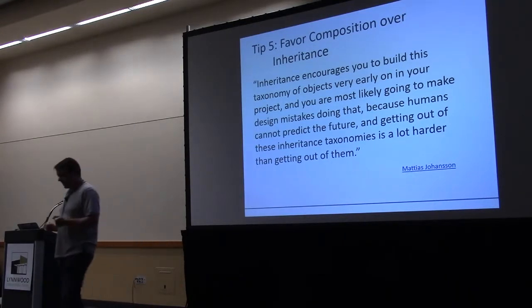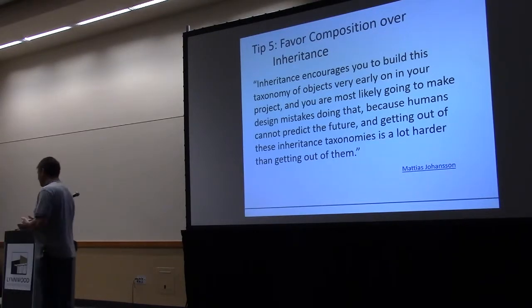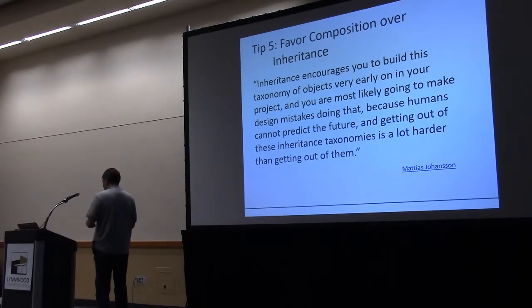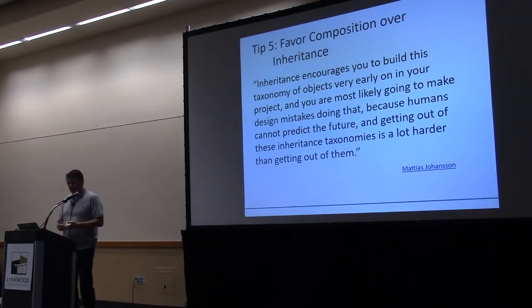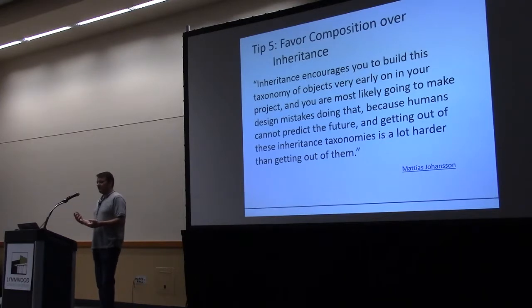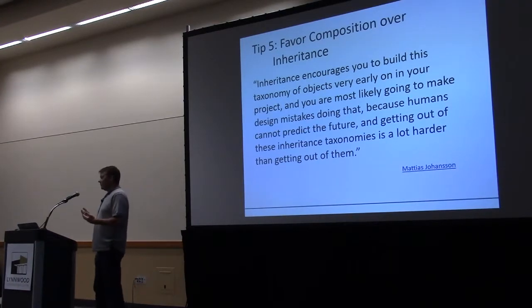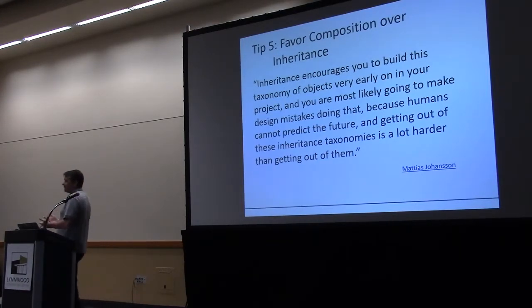So, favor composition over inheritance. This is an interesting quote I came across that summarizes exactly why inheritance is so hard to do well. It says, inheritance encourages you to build this taxonomy of objects very early on in your project. This is before you know all the requirements of your project, maybe. When you build these taxonomies of objects, they become rigid. They're hard to change, and they're hard to adapt to new requirements and new changes.